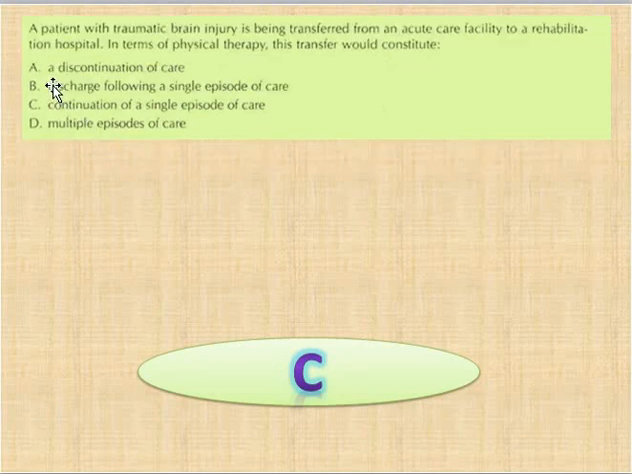अच्छा, a patient with traumatic brain injury is being transferred from an acute care facility to a rehabilitation hospital. In terms of physical therapy, this transfer would constitute option A, discontinuation of care, B, discharge following a single episode of care, C, continued single episode of care, D है multiple episodes of care. तो जो है ना बेसिकली हम जो है इसमें करेक्ट ऑप्शन करेंगे C, continuation of a single episode of care.